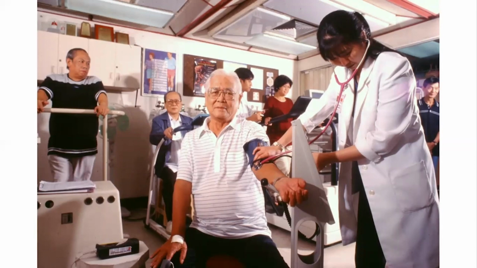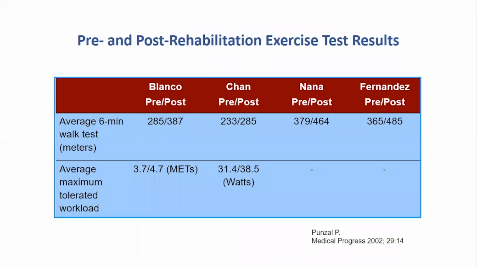And this is a typical picture of rehab. So you have the health professional examining the patient, and you have the patients in the background doing their exercise under medical supervision. And we have shown that rehab programs such as this work. It can improve their ability to exercise. This is the result of our 6-minute walk test that showed the improvement in the number of meters that the patient can walk after the program.